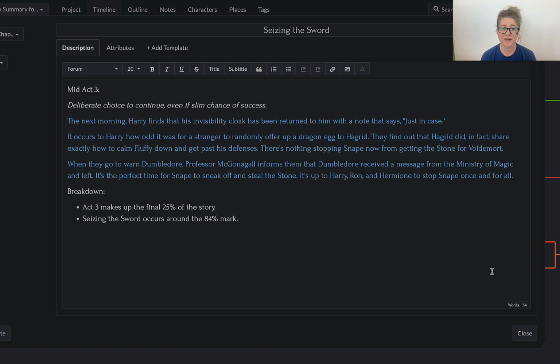The next morning, Harry finds that his invisibility cloak has been returned to him with a note that says, just in case. It occurs to Harry how odd it was for a stranger to randomly offer up a dragon egg to Hagrid. And they find out that Hagrid did, in fact, share exactly how to calm Fluffy down and get past his defenses when he received that dragon egg from that stranger. There's nothing stopping Snape now from getting the stone for Voldemort. When they go to warn Dumbledore, Professor McGonagall informs them that Dumbledore received a message from the Ministry of Magic and left. It's the perfect time for Snape to sneak off and steal the stone. It's up to Harry, Ron, and Hermione to stop Snape once and for all.